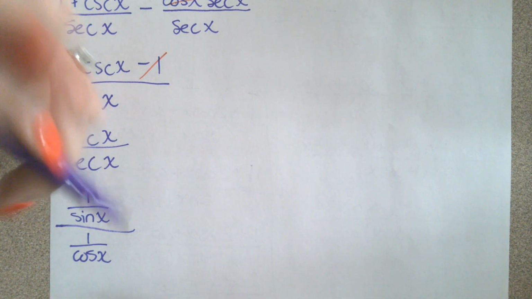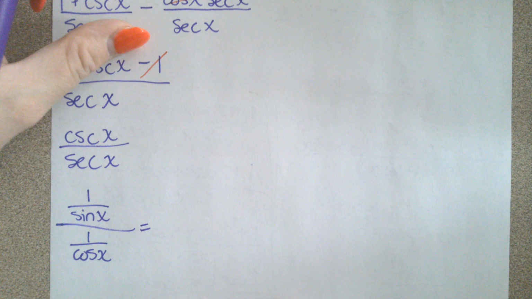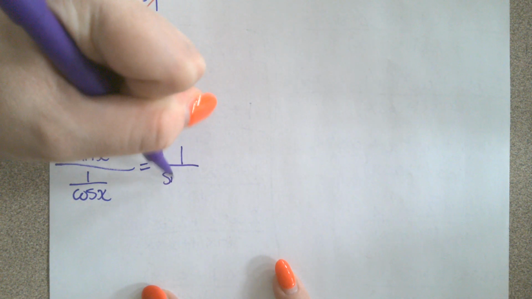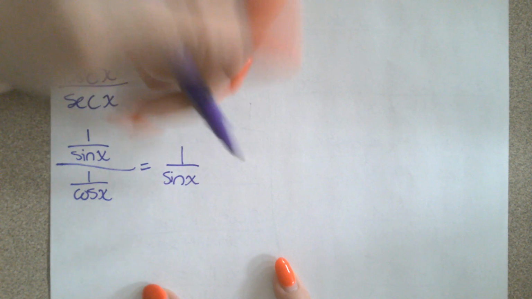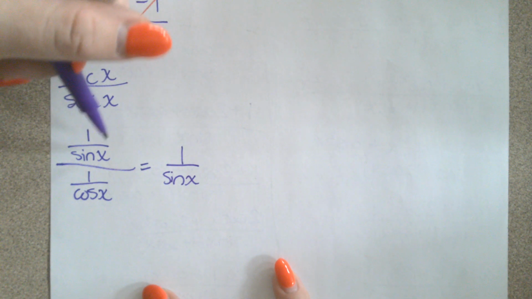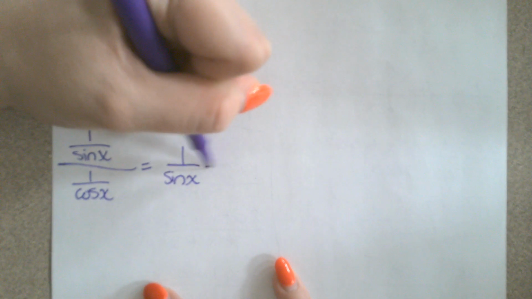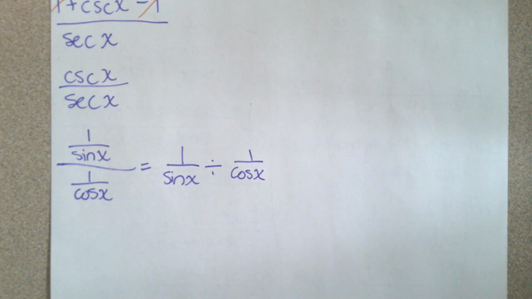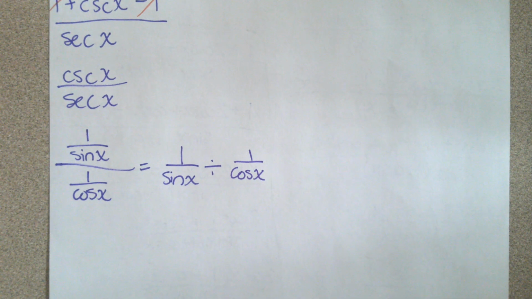So I'm going to write this out. And I'm going to take an extra step to do this because I still have students messing up keep, change, flip. But if you don't need this level of work, don't do it. But this is literally 1 over sine divided by 1 over cosine. So I haven't done keep, change, flip yet. I just changed this into a regular division problem.